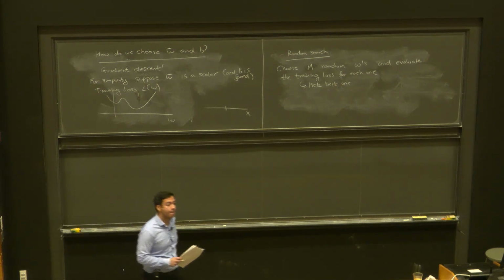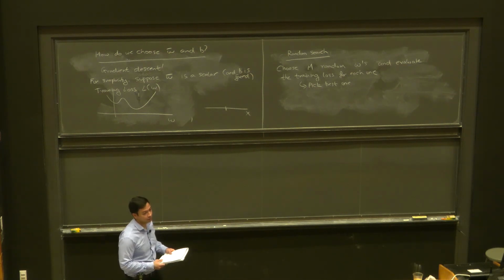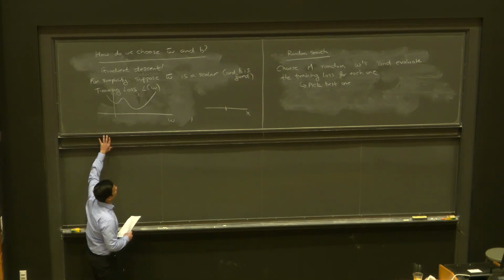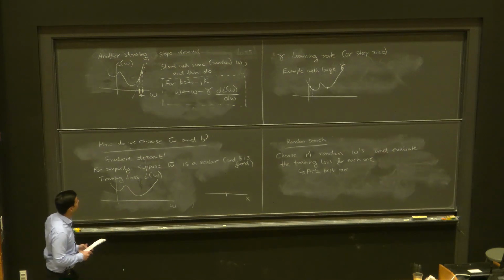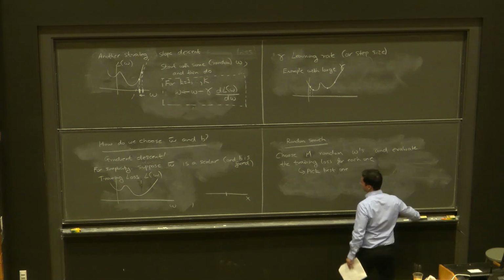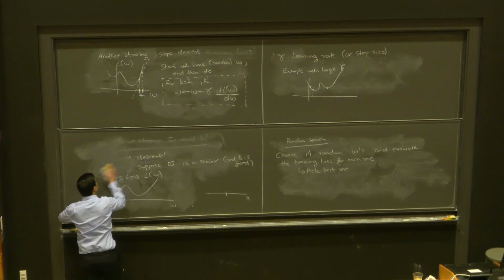Question? Could you combine that with the random search and start with a bunch of different points? Yeah, good. I mean, you kind of mentioned this already. So the challenge with gradient descent is that you can get stuck in local optima.